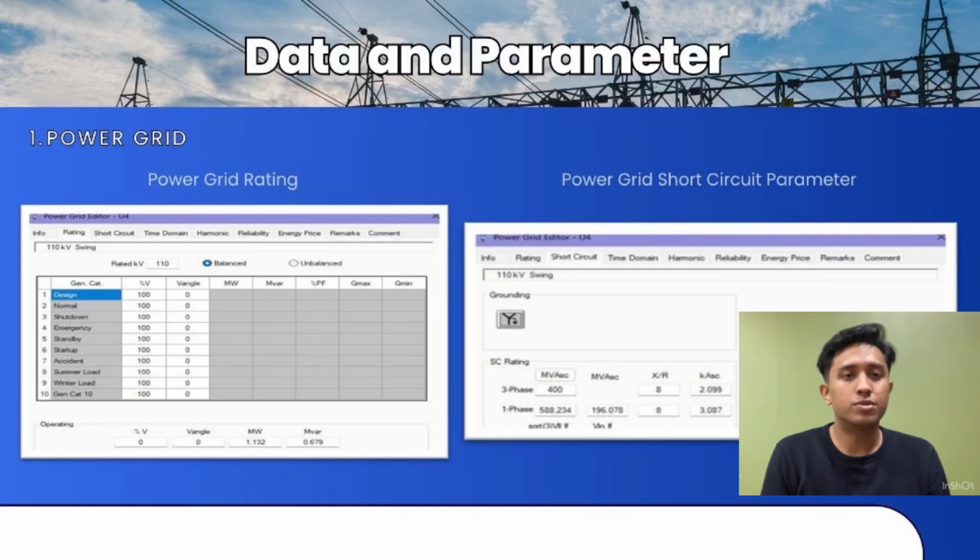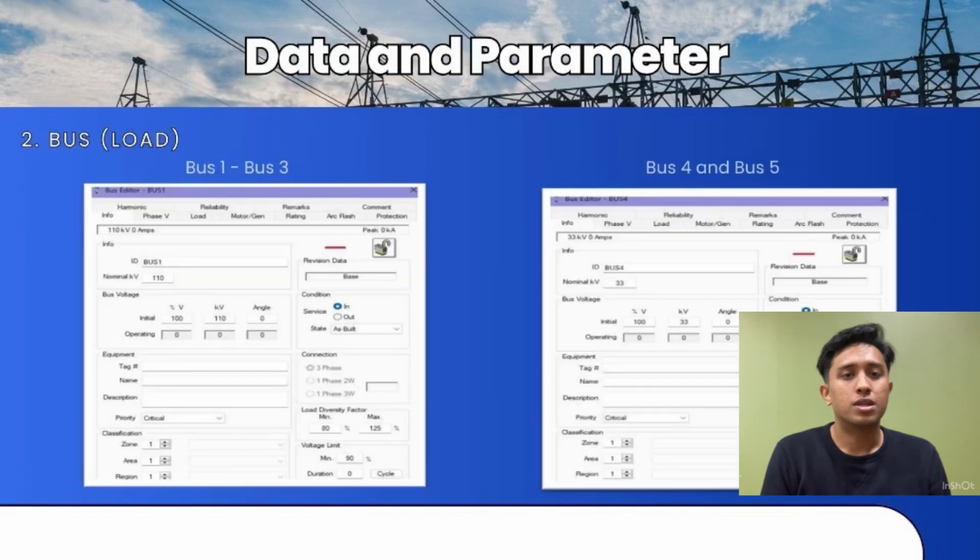Now, we're moving to the right for the power grid short circuit parameters. These values are crucial for understanding how the grid behaves under fault conditions. We have specified the short circuit rating in MVA for both three-phase and single-phase faults. Then we move on to the bus load.